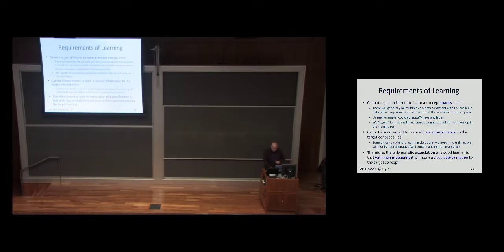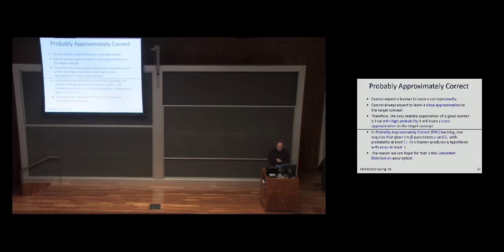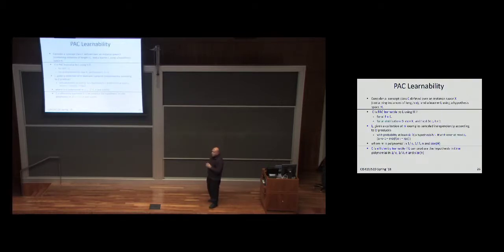So with this, we can have a definition that is called probably approximately correct. And now you can see why probably is delta and approximately is epsilon. I'm just summarizing this, and this is the definition. So in probably approximately correct learning, one requires that given small parameters epsilon and delta, with probability at least 1 minus delta, with high confidence, a learner produces a hypothesis with error at most epsilon. And really, it should be clear that the reason we can hope for this is this consistent distribution assumption: the fact that what you've seen in the training is sampled from the same distribution as what you'll see in the future.